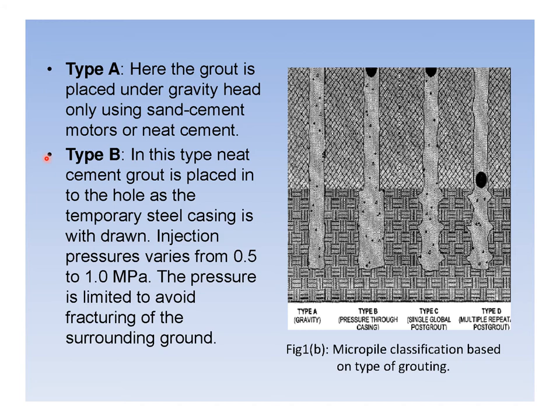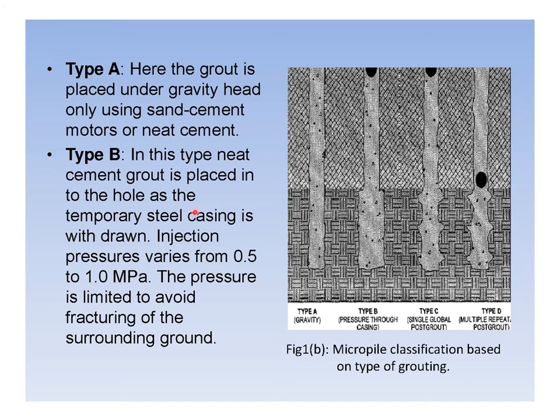Type B, in this type, neat cement grout is placed into the hole as the temporary steel casing is withdrawn. Injection pressure varies from 0.5 to 1 megapascal. The pressure is limited to avoid fracturing of the surrounding ground.